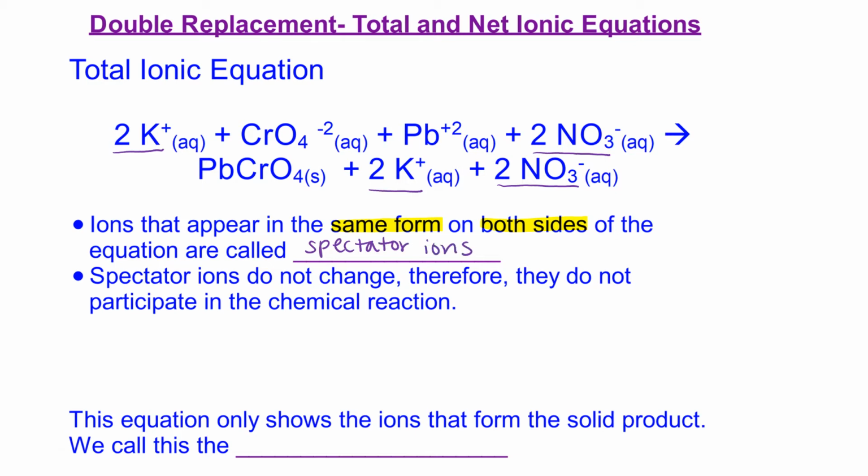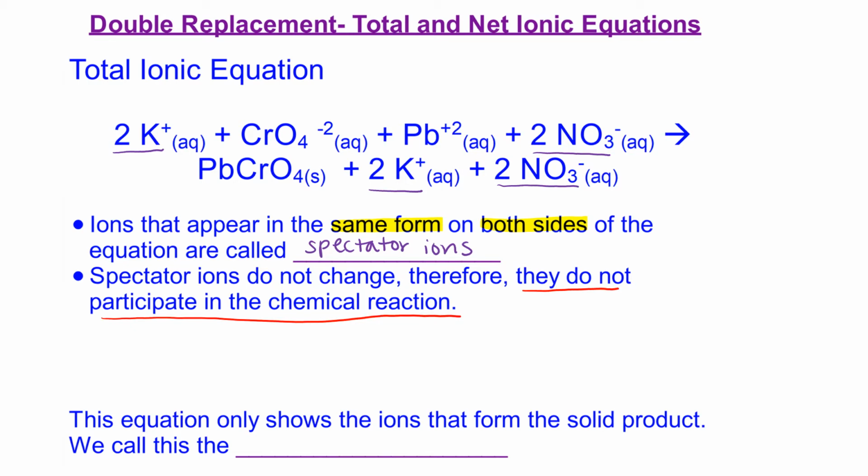And I want you to think about what that word spectator is. Hopefully you've all been to a concert or a sporting event. And what are the spectators? Well, the spectators are the people who are in the stands. They're the ones who are watching what's going on, but they're not actually doing anything to influence the outcome of the sporting event or the performance at a concert. And so spectator ions in a chemical equation are things that aren't going to change. And because they don't change, they don't actually participate in the chemical equation.